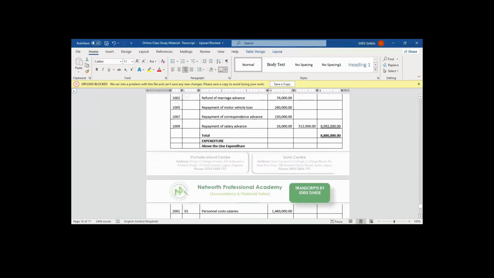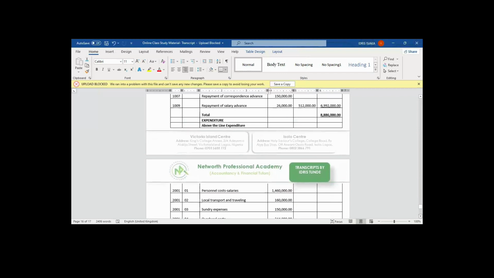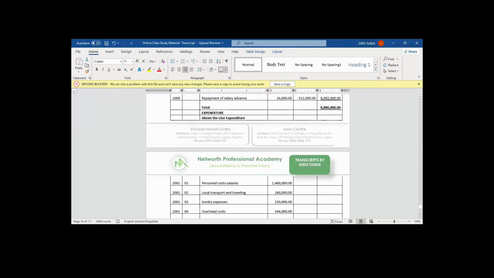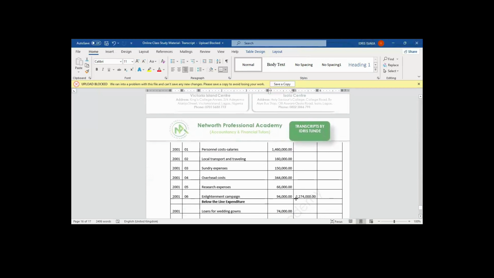I will move to expenditure, above the line expenditure. The head is 2001, while the sub head is 01. You can see all the expenditure above the line expenditure have the same head, 2001, 2001, 2001. I will put them under amounts. I will now total them. The total will be stated under subtotal.